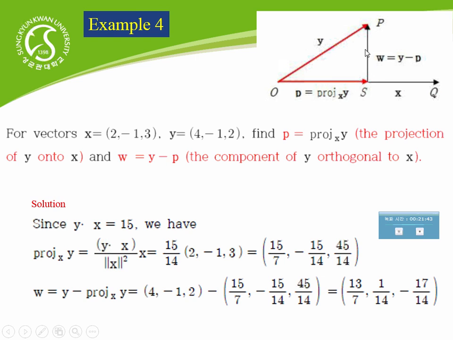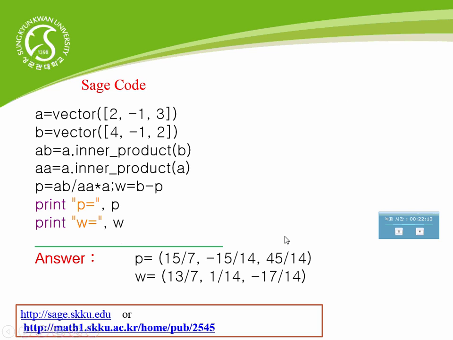Example 4. Here, if we have x and y like that, then find the projection. Just this is t times x here. T is the inner product of y and x over the inner product of x and x, which is the value 15 over 14. So this should be there. And w is just y minus p, so it comes out like that directly. So we can easily find it. And this is the code to find it.